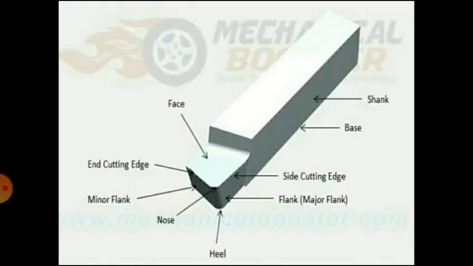So this is a single point cutting tool, and various elements of the single point cutting tool are shown. You can see, right from the top, there is a shank, then a base, then the side cutting edge, then the major flank, heel, nose, minor flank, end cutting edge, and face. These are the various elements of the single point cutting tool. So we will see them one by one.